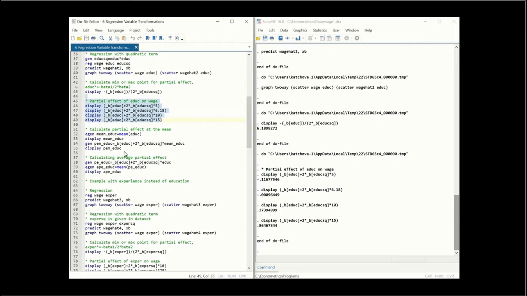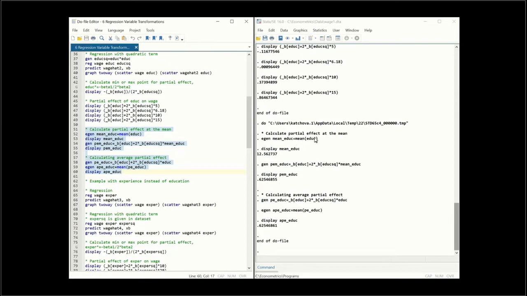Let's calculate the partial effect at the mean and then the average partial effect. To calculate the partial effect at the mean, we are first generating, using the egen function, a variable we would call mean underscore education, which is just the mean of education. If we display this value, it is 12.5 years of education, the average education of the people in the sample. Now we can generate the partial effect at the mean for education, which is again the coefficient plus twice the coefficient on education squared times the mean education. And we would see that this partial effect at the mean is 0.62.